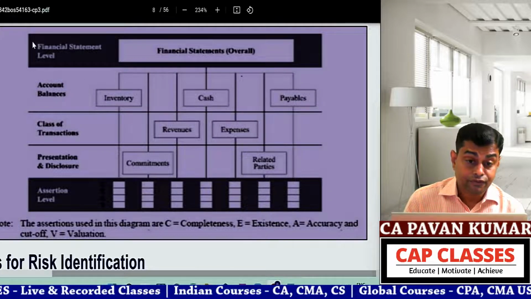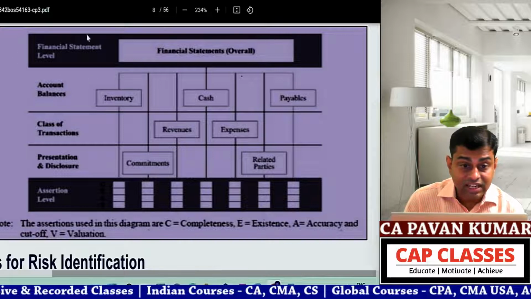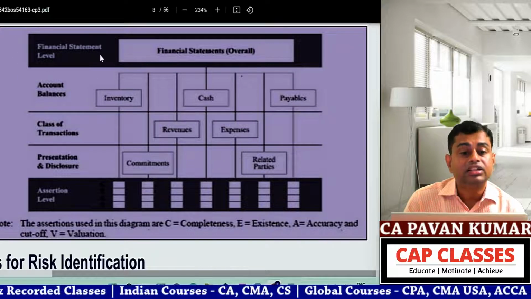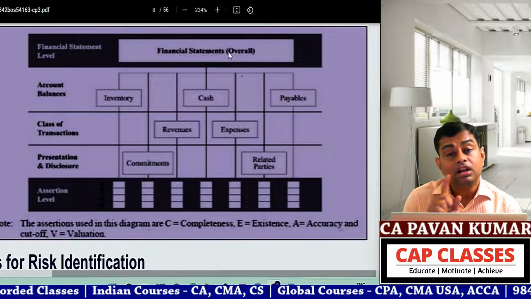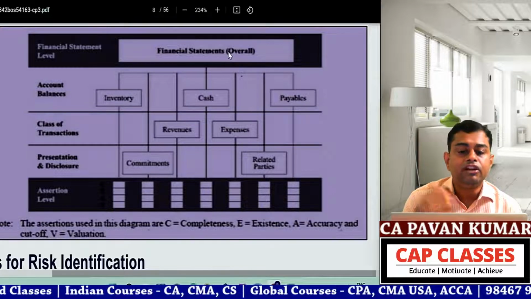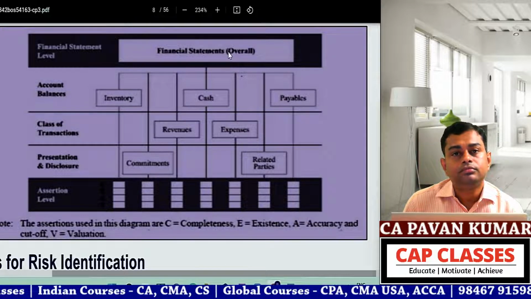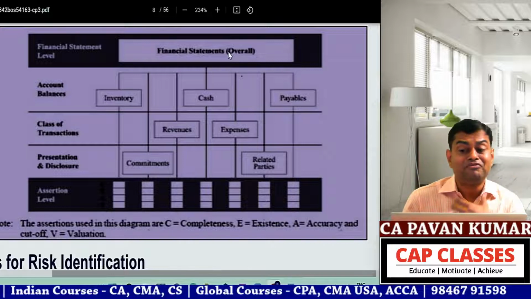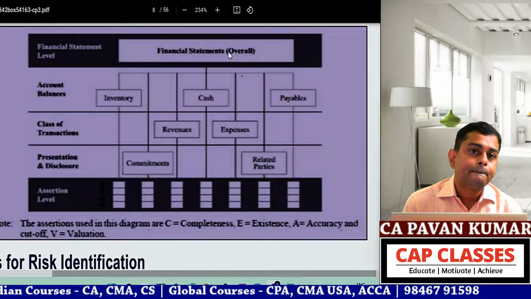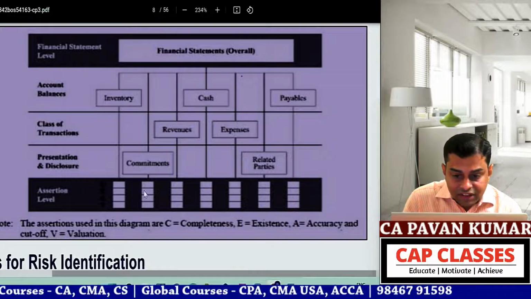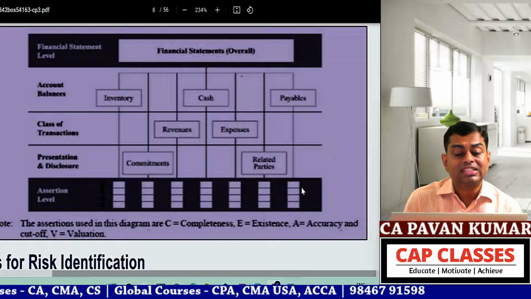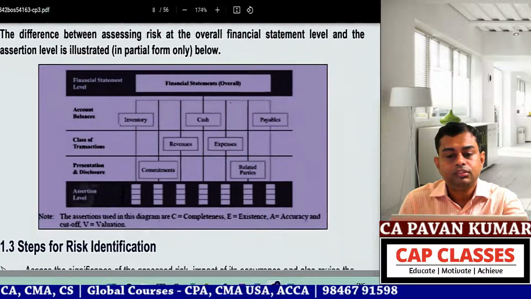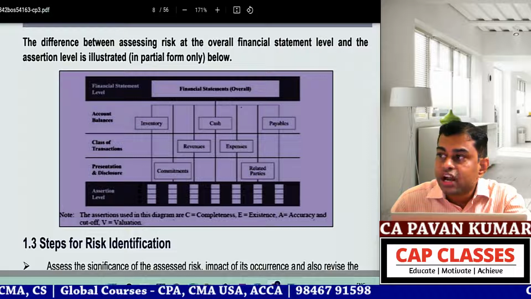So if risk is happening at this level, material misstatement is happening at this level, that is financial statement level. Like the accountant is ineffective, so everywhere the problem will be there. So the errors are spreading across pervasively. And at this level, if any risk is happening, that is called assertion level risk. Nice diagram. So guys, do you understand this? Hello?